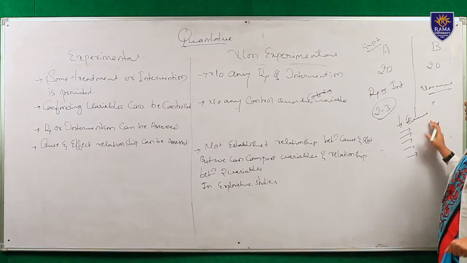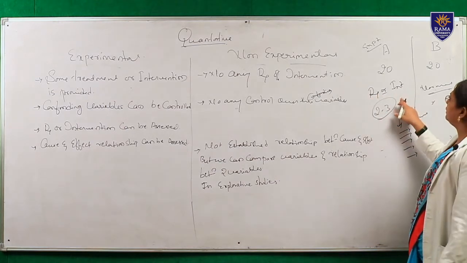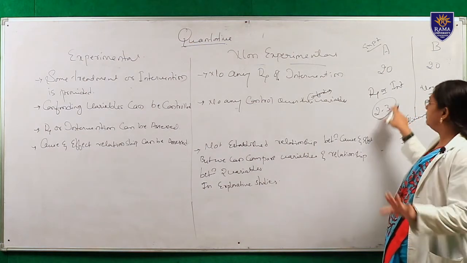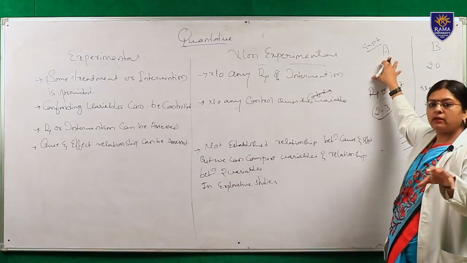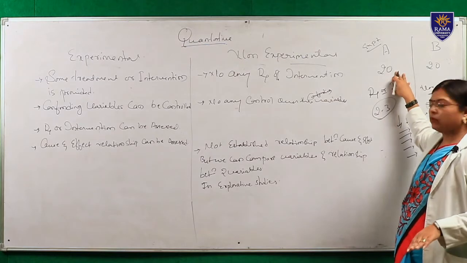After assessing, you have given the treatment. What treatment did you give these people? You gave them a high fiber, rich fiber diet. You told these 20 people to take it. That is your treatment, that is your intervention. After taking the treatment, after how many months?